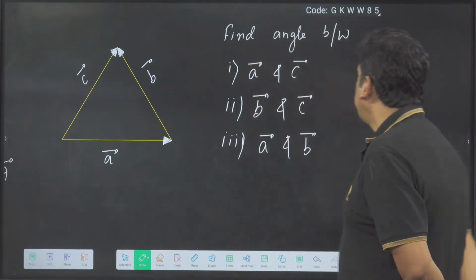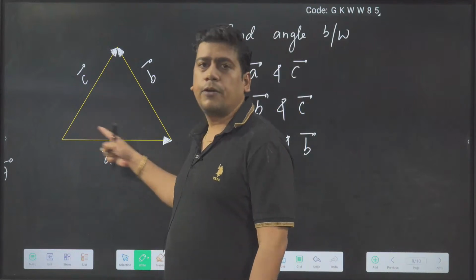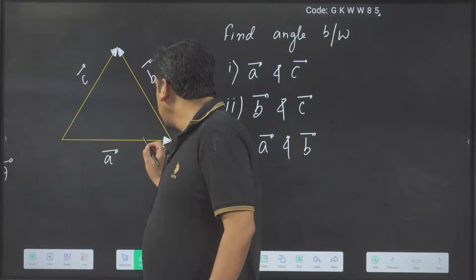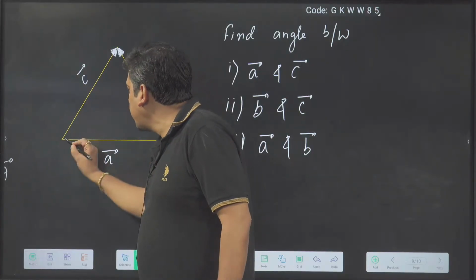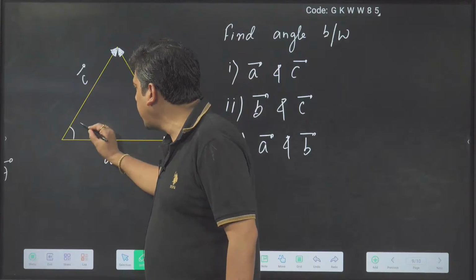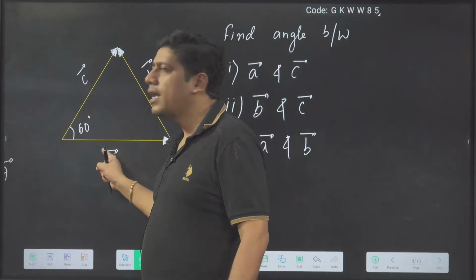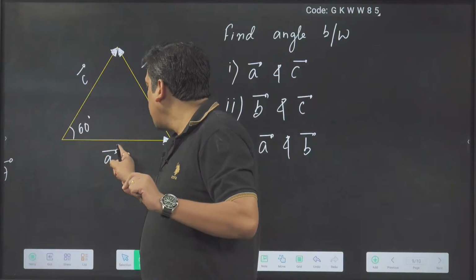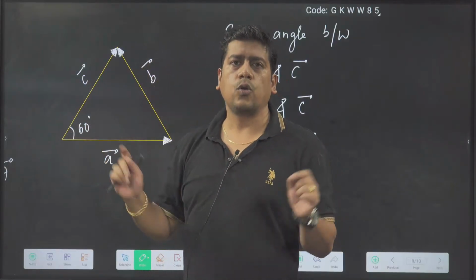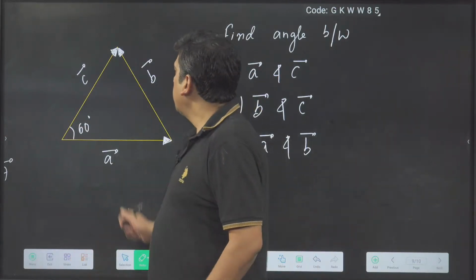Okay? Check the first one. Angle between A vector and C vector. If you look at A vector and C vector, these are tail to tail joint here. Please understand, these two are tail to tail joint. So I will take this 60 degrees as the angle between A vector and C vector. Why? Because A vector and C vector are tail to tail joint. So no need to drag or shift any vector.